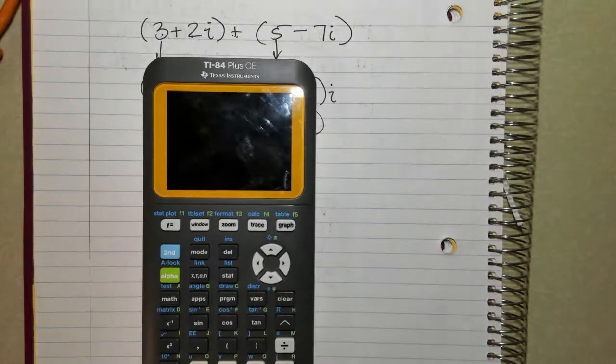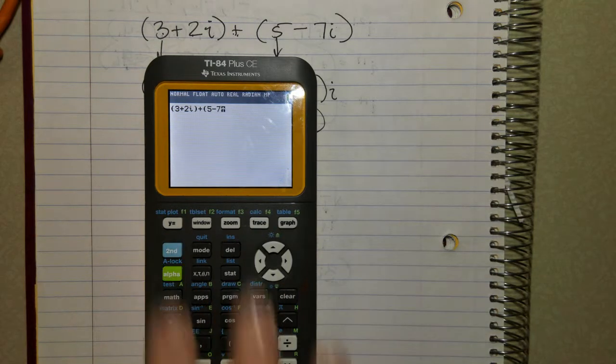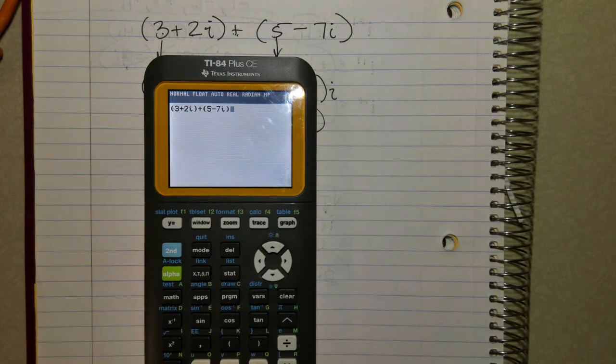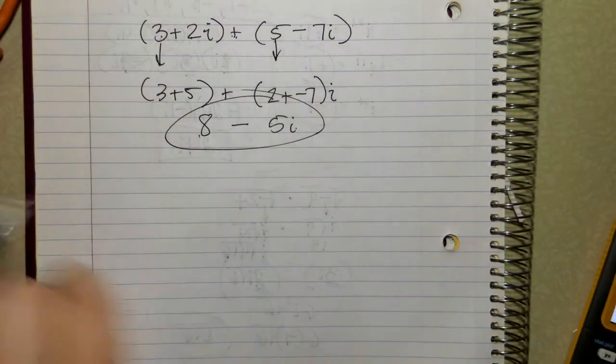Okay, grab your calculator. We're going to show how it also works on a calculator. Parentheses 3 plus 2i, plus parentheses 5 subtract 7i. Press enter, and there's our answer. 8 subtract 5i. Thumbs up or thumbs down?